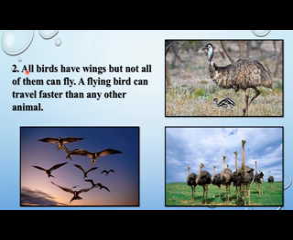Now all birds have wings, but not all of them can fly. So all birds are included in this group, but they are further divided into different groups. Some birds are flying birds, which means they have the ability to fly, but some birds are not able to fly. These are called running birds. We have the example of a hen, and we have the example of an ostrich. You can easily see these in the pictures. Those birds which are flying birds can travel faster than any other animals. They have wings, and with the help of wings, they can easily fly.